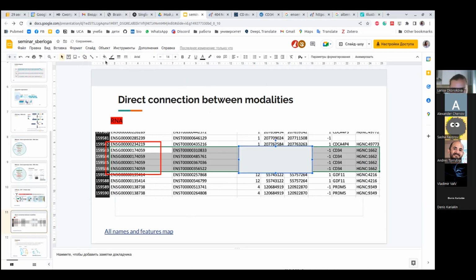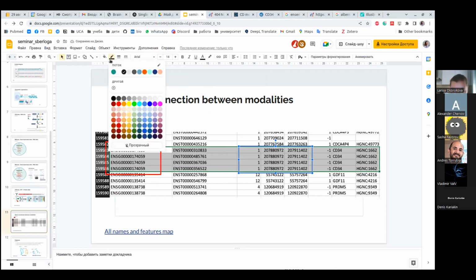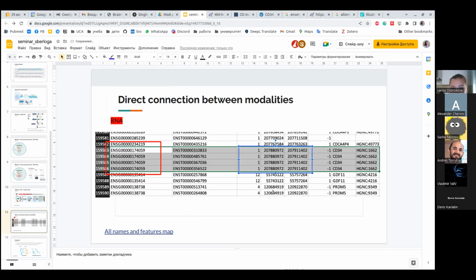The red one. Is there anything related to ATAC-seq data here on this table? Yes, there will be this blue line. This blue shows the particular coordinates on a chromosome. This is the chromosome number, the first one. This is the start of the gene.